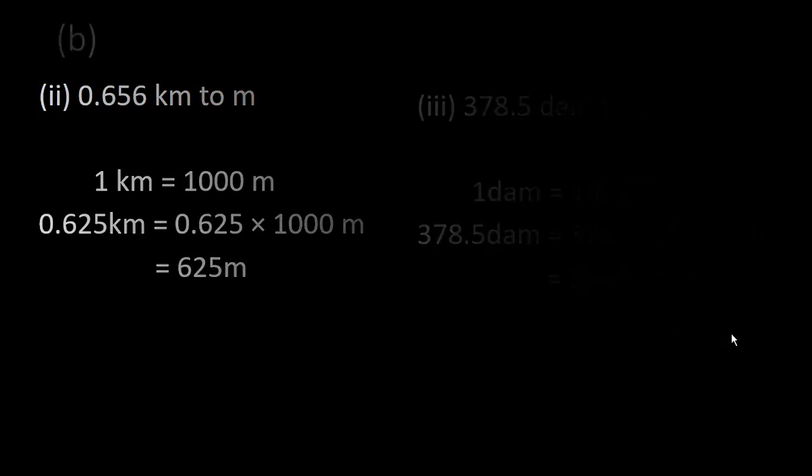Let's look at the second part, that is part B. Now here we are converting 25 millimeters to meters. Now you realize that we are converting a smaller unit to a bigger unit. Now these are millimeters when we are converting to meters.